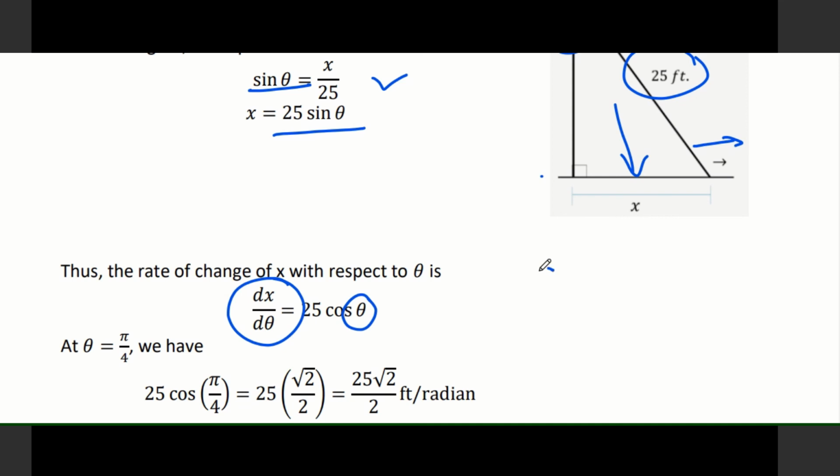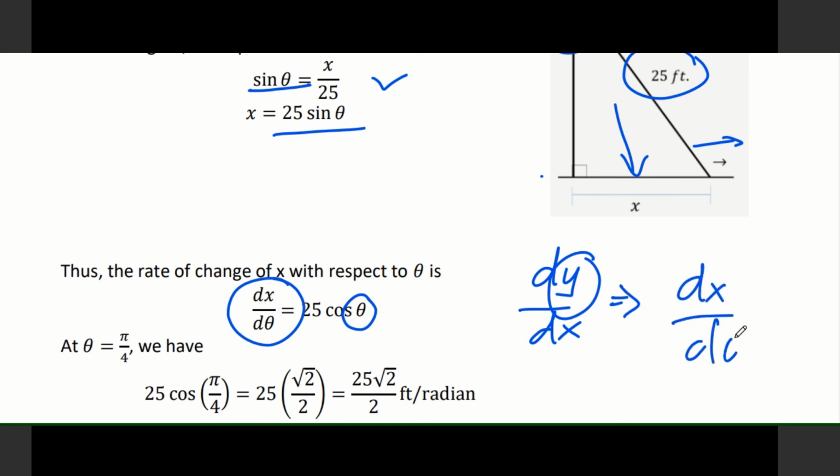Do not be confused when you have dy over dx. dy over dx is getting the derivative of y with respect to x. So if you have dx over d theta, then you are getting the derivative of x with respect to that angle theta. The one in the denominator, we call that the independent variable, because you use it to get the value of the dependent variable. So here, x acts as the dependent variable.